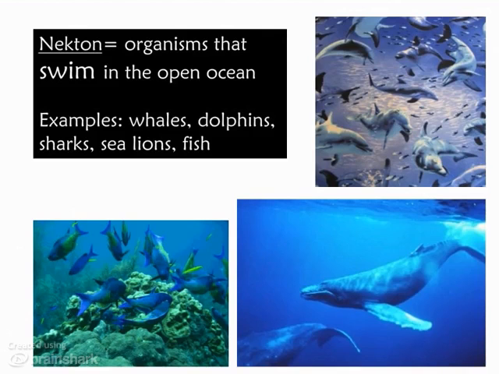The second kind of organism is called nekton. These are organisms that can swim in the ocean. So these are what you typically think of when you think of ocean animals: fish, sharks, whales, dolphins, sea turtles, sea lions. These are organisms that can move independently and go where they want to.